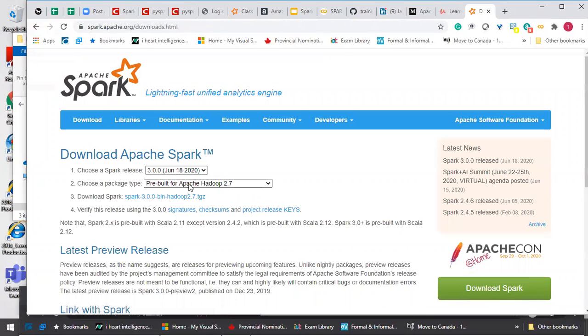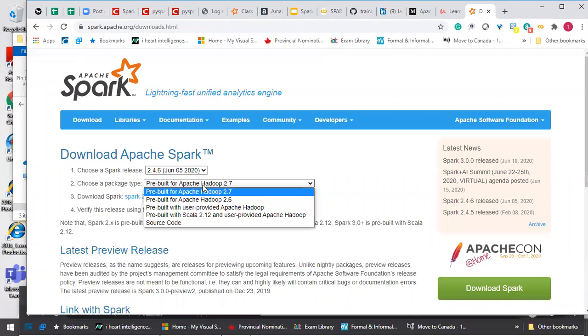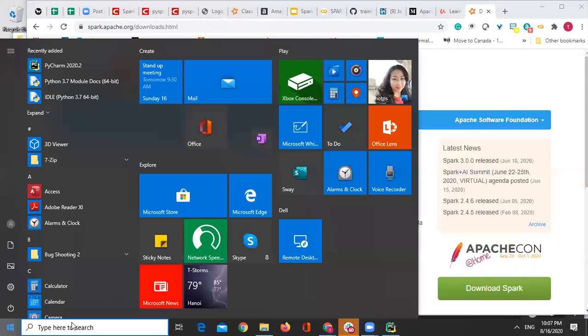Yes. So you go on here and you select, right now we have Spark 3, but I think it's a new release, so I'm not sure if this is stable. So you can go to the older version and you use the one with the preview Hadoop. Don't use others. So basically you download these two, and let me see.